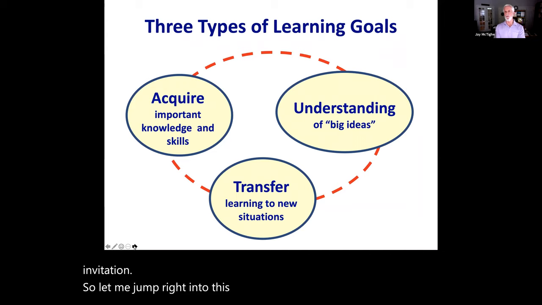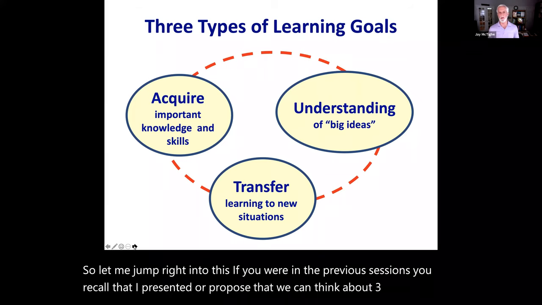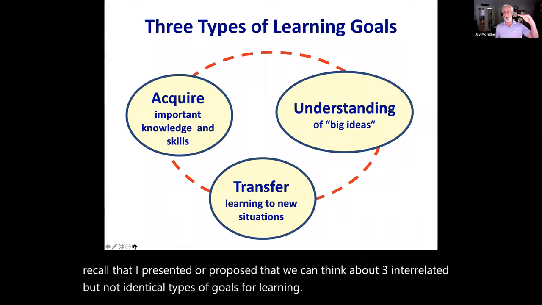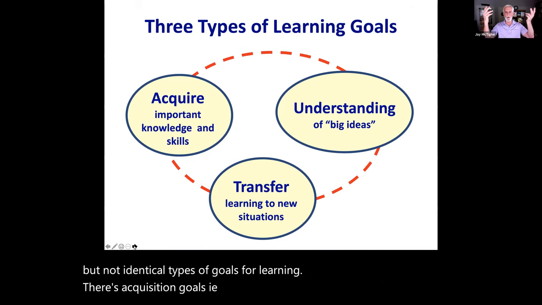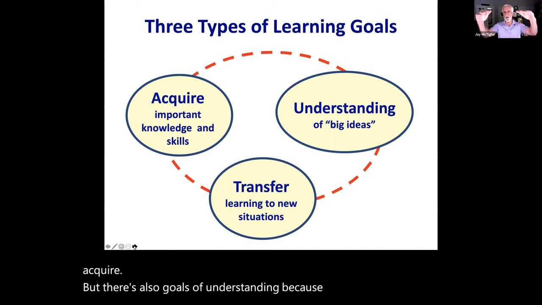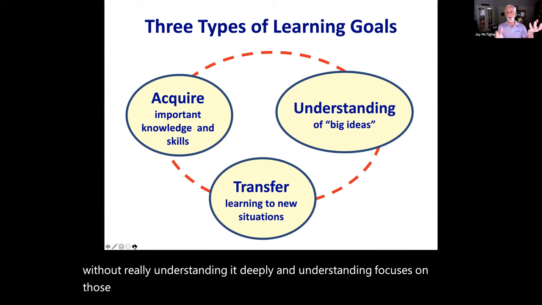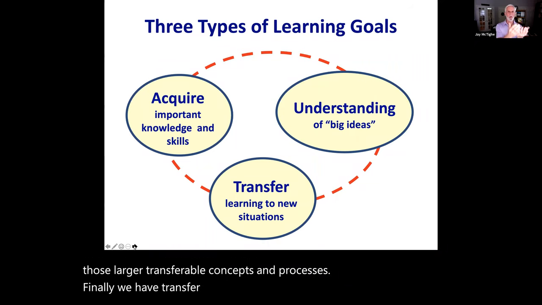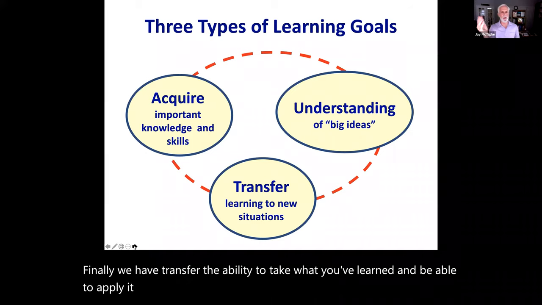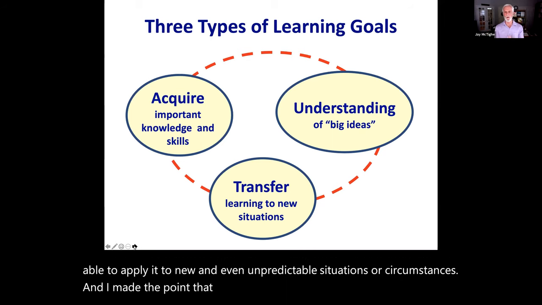If you were in the previous sessions, you recall that I proposed that we can think about three interrelated but not identical types of goals for learning. There's acquisition goals, i.e. the knowledge and skills we want students to acquire. But there's also goals of understanding, because you can know something without really understanding it deeply. And understanding focuses on those larger transferable concepts and processes. And finally, we have transfer, the ability to take what you've learned and apply it to new and even unpredictable situations or circumstances. And I made the point that the distinction among these goals matters for teaching, for learning, and for assessment.